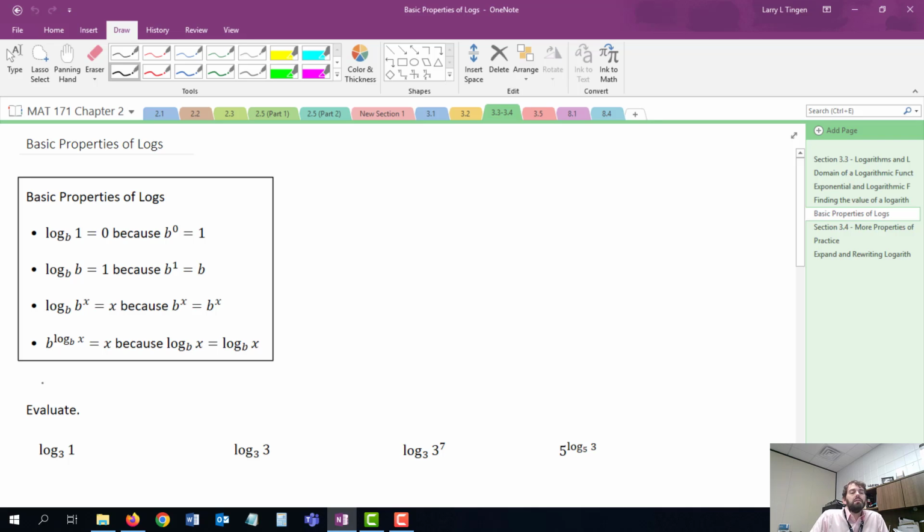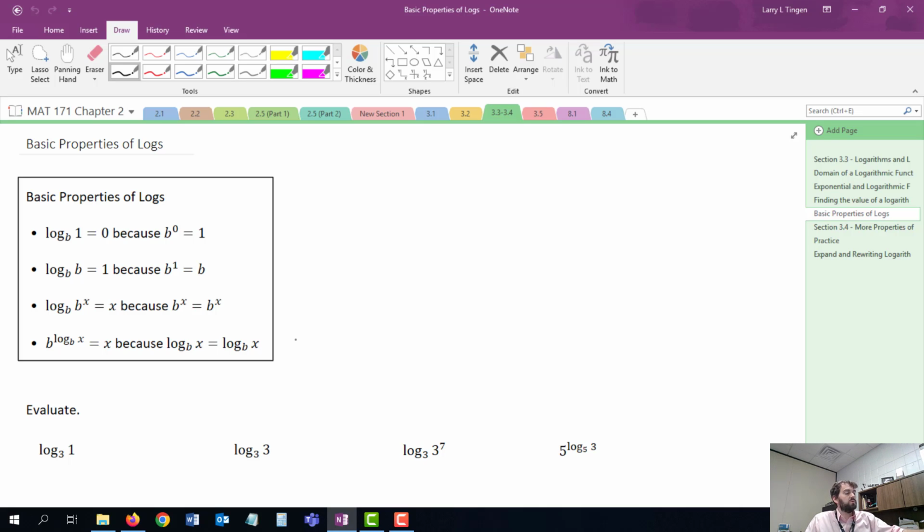x. And then lastly, this one is, remember we talked about logs and exponentials being inverse relations or inverse functions. So b raised to the log base b of x is equal to x, because log base b of x is equal to log base b of x.